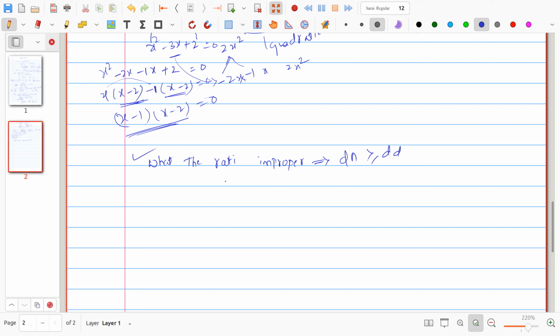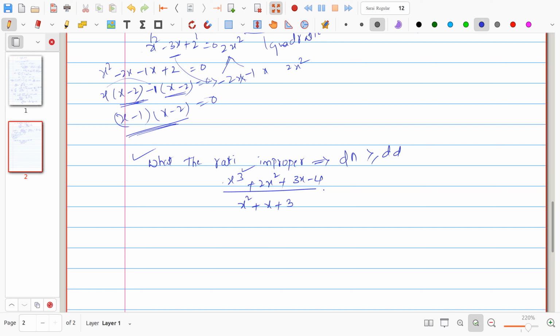I will just give an example for improper fractions: (x cube plus 2x square plus 3x minus 4) divided by (x square plus x plus 3). Okay, this is an improper fraction. The degree of the numerator is more than the denominator, so it is an improper fraction, and in such cases we have to convert it into a proper fraction.